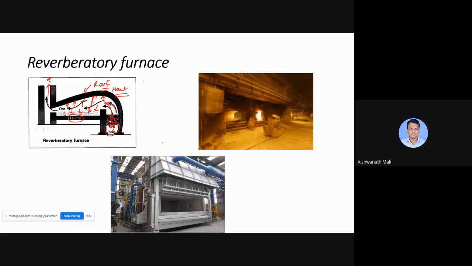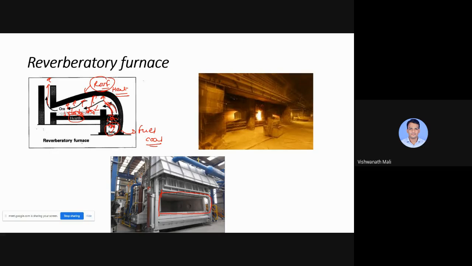If you see, this is a long rectangular structure with a removable roof. By removing it, we can add the ore, right? And here the fuel used is oil or coal, this type of fuel. With the help of this fuel, we generate the heat, and this flame will pass. First of all, it will heat the roof, and that heated roof will refract the heat, and that heat is used to melt the metal. This is how we generate the molten metal.